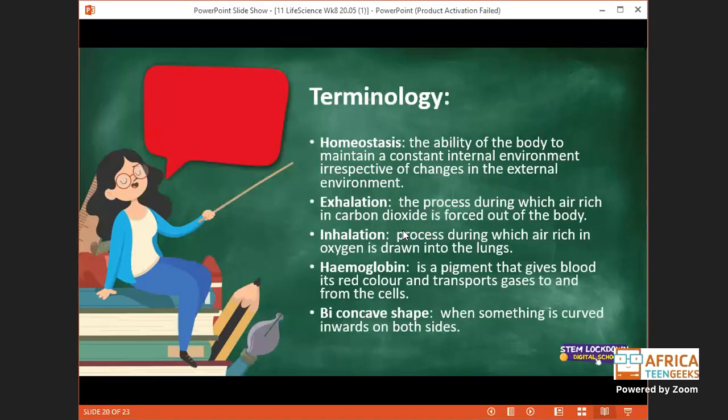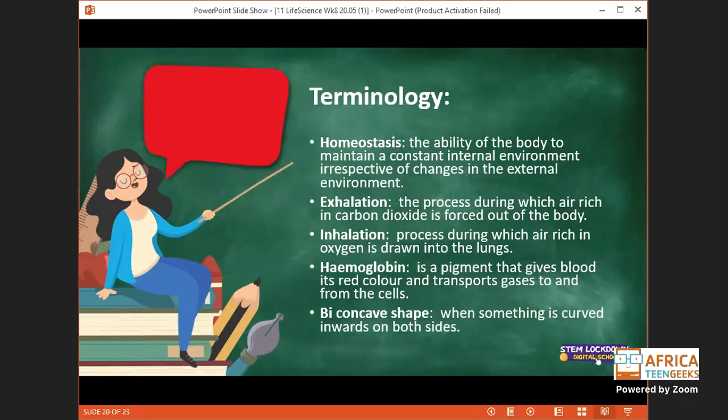Okay, so now let us look at the terminology that we have covered so far. So we looked at homeostasis and we said that this is the ability of the body to maintain a constant internal environment, irrespective of the changes in the external environment. We looked at exhalation, which is the process during which air rich in carbon dioxide is forced out of the body. And while we are at exhalation, can you give me at least two characteristics that happen in the lungs when we are exhaling?